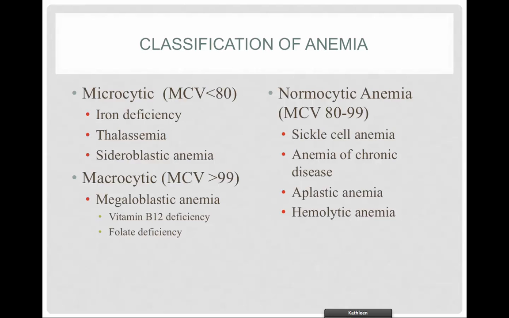So classification of anemia, just like I had told you, MCV less than 80, it could be iron deficiency, thalassemia, or sideroblastic anemia. Sideroblastic anemia is a disease in which the bone marrow produces ring sideroblasts rather than healthy RBCs. The body has iron available in sideroblastic anemia but cannot incorporate it into the hemoglobin. Sideroblasts are precursors to mature red blood cells, but in sideroblastic anemia they are atypical and do not progress to red blood cells as they should.